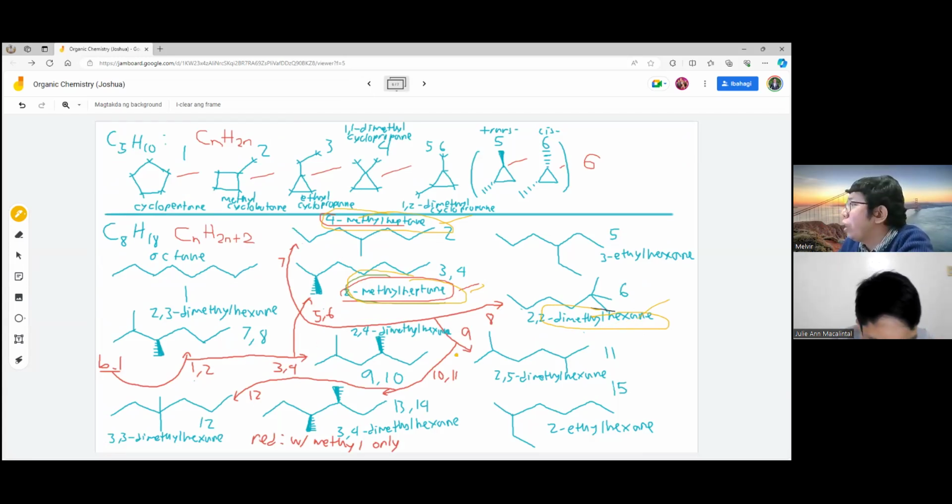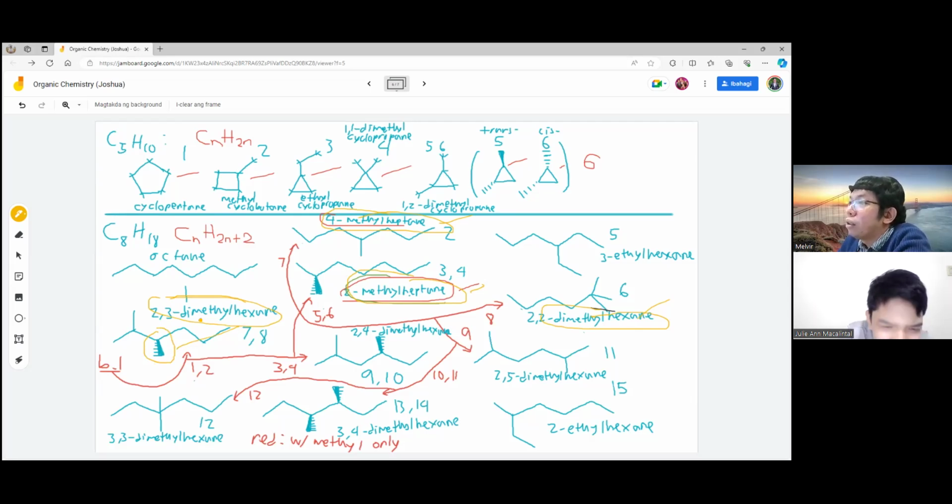2,2-dimethyl. Meron kang 2,3-dimethyl. Dalawa pong isomer. Ayun. Nakita ko nga. So, ayan. Saka dalawa pong stereoisomer under yan. Bakit dalawa yung stereoisomers mo? Non-superimposable mo. Oh, wait lang. 2,3-dimethyl. Walang stereoisomer ito. Correct, ito. Yung part lang na yan.